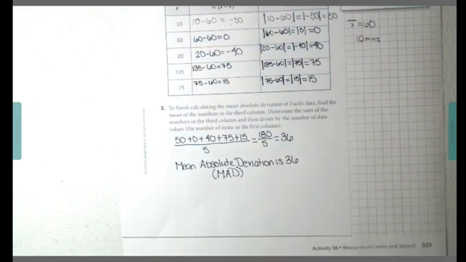So again, deviation is where you just subtract the value minus the mean. And then to find the absolute deviation, you take the absolute value of the time minus the mean.